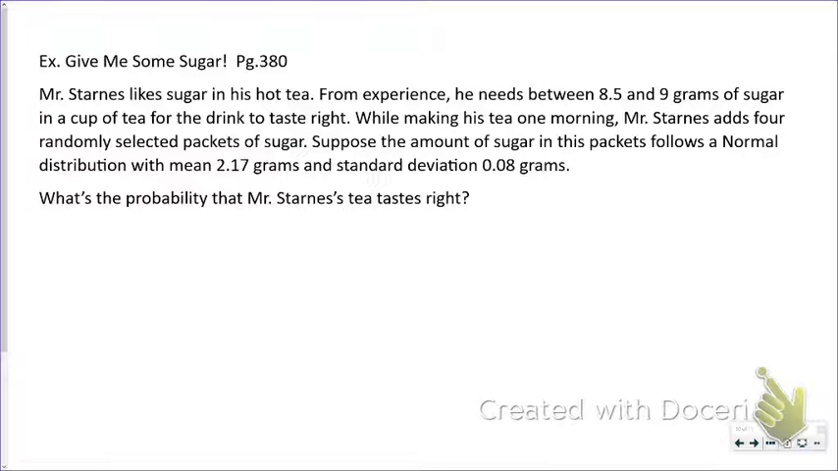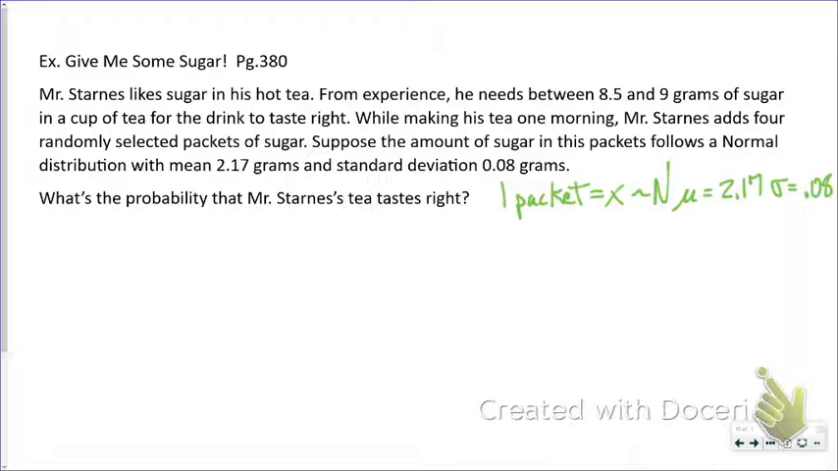So you could do something like this. 1 packet equals X, which is normal, and it follows a mean of 2.17 and standard deviation of 0.08. We want the probability, just very simple, that his tea tastes right.